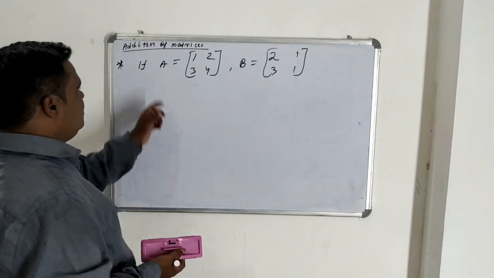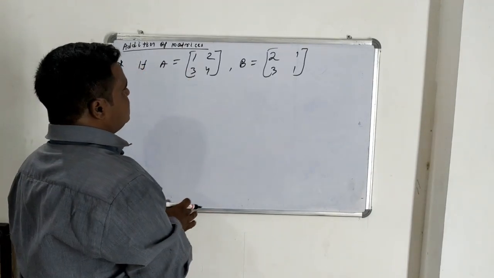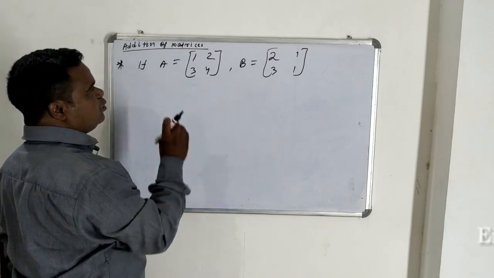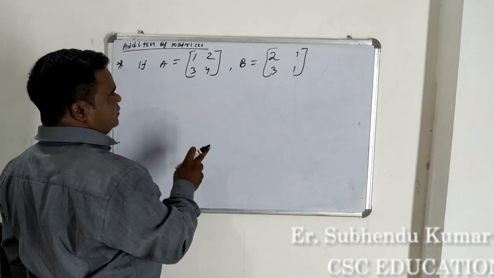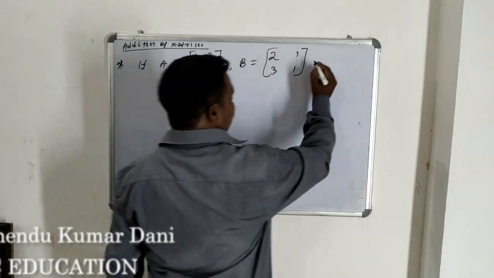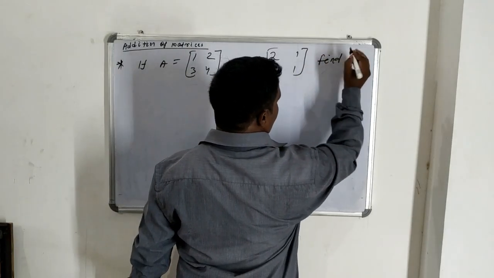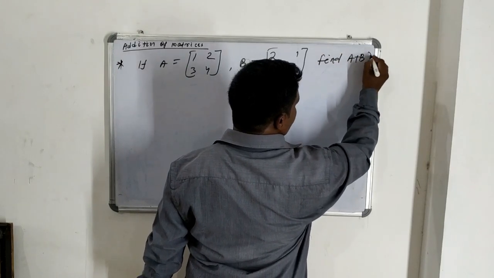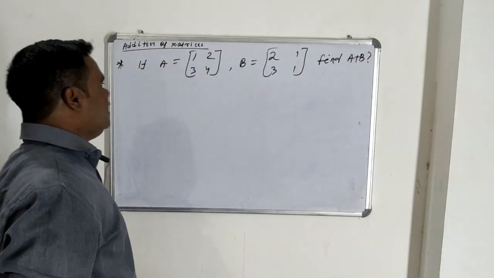Firstly, is the addition of these two matrices possible or not, then go to matrix addition. Suppose the question is to find A plus B. Find out A plus B.